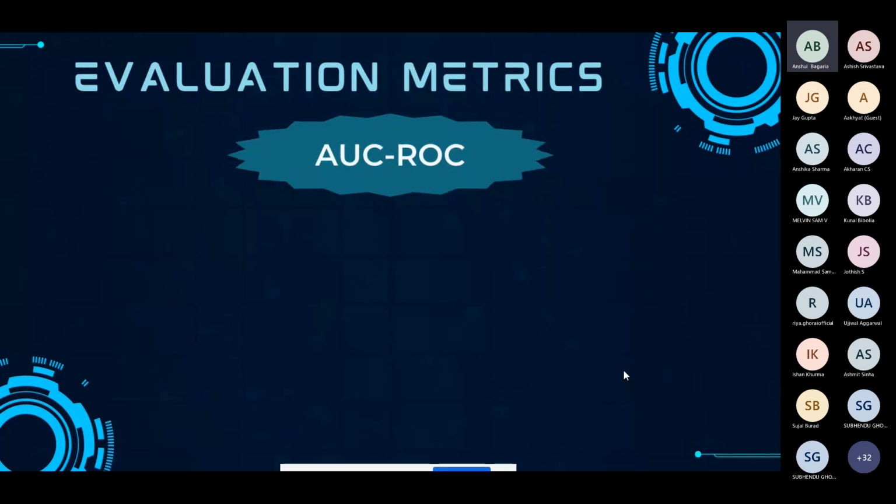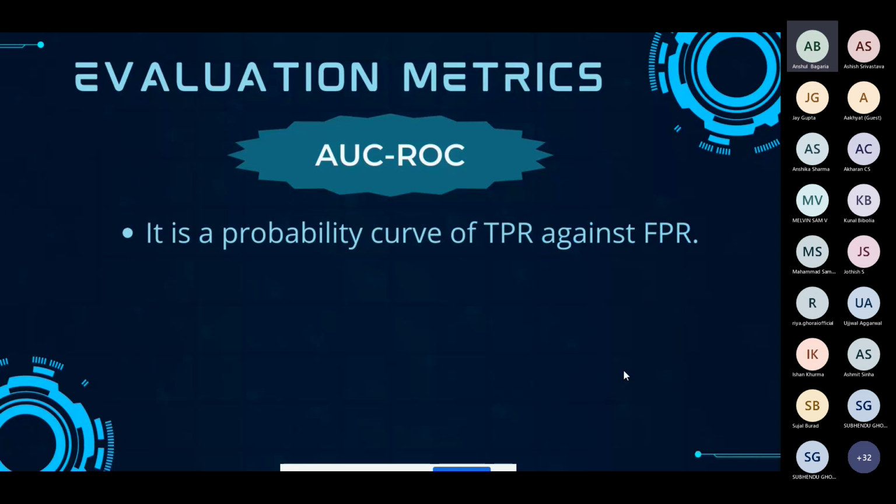So next we have AUC ROC. AUC ROC curve is basically a probability curve. AUC stands for area under the curve. So it's basically a probability curve of TPR against FPR. TPR here stands for true positive rate. FPR stands for false positive rate. So we are trying to make a probability curve of TPR against FPR at different thresholds to separate the signal and noise from the given input.